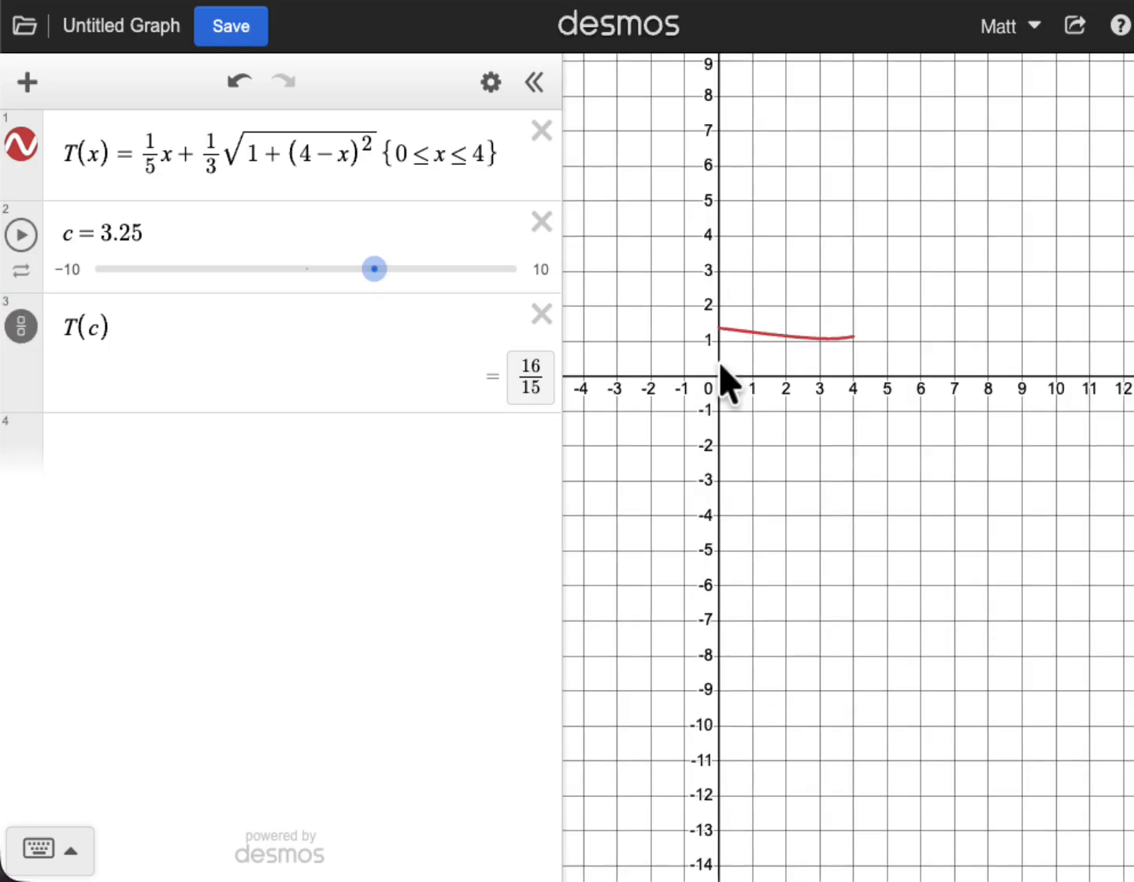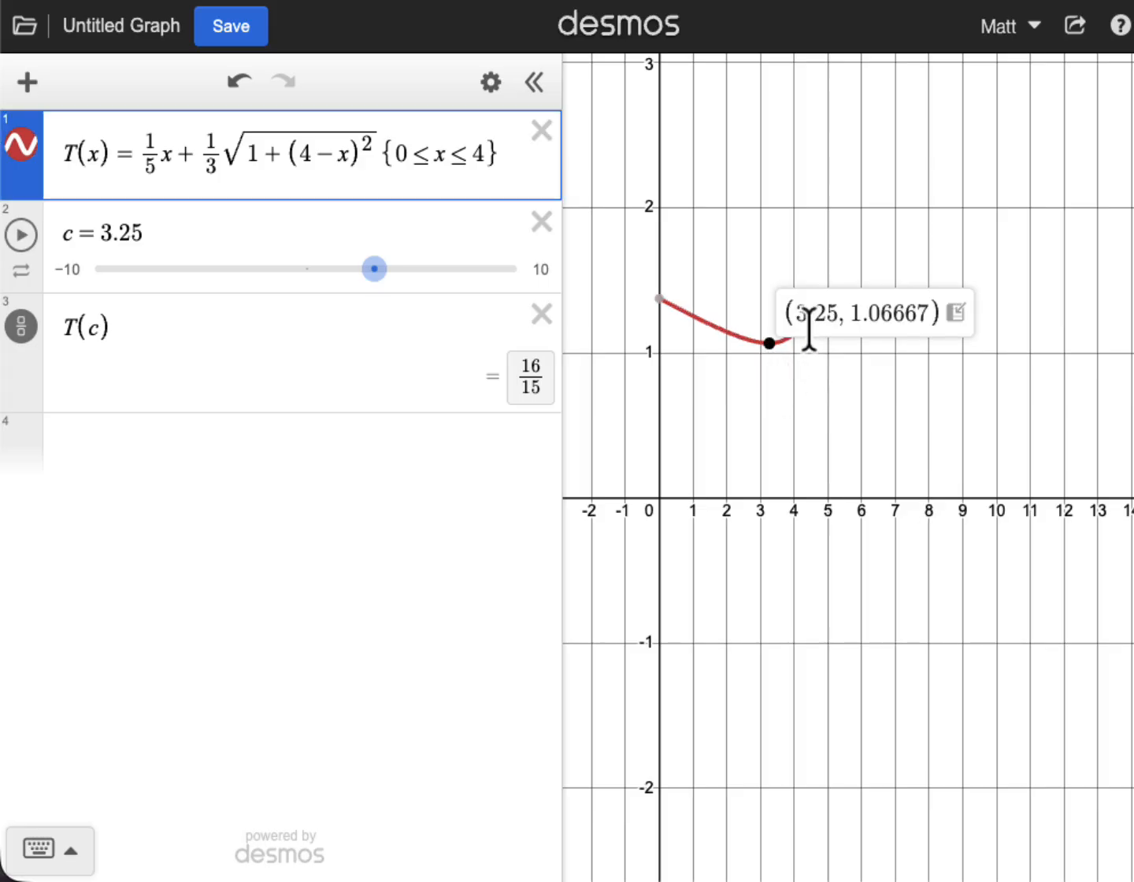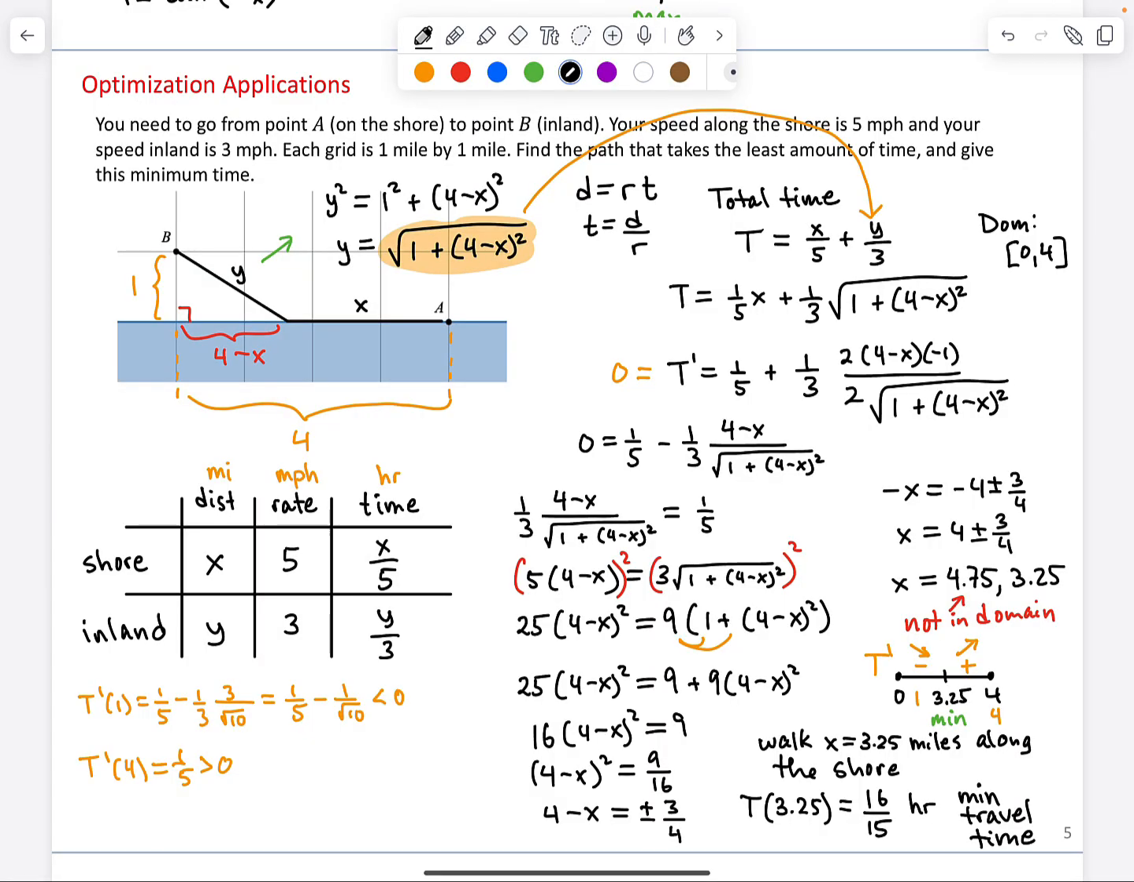In our graph, I'll change our scale. Keep in mind the vertical axis represents total time traveling, and the horizontal axis represents how far along the shore we should walk before we cut towards point B. So this minimum point suggests we should walk 3.25 miles along the shore, and in so doing, the total time of travel will be 1.06 repeating hours, which in fraction form is 16/15 hours. So 1 hour and 1/15 of an hour. 1/15 of an hour is 1/15 of 60 minutes, which is 4 minutes. So 1 hour and 4 minutes is our minimum travel time.